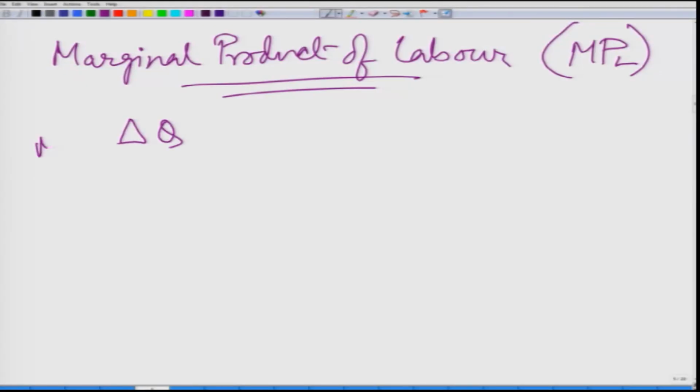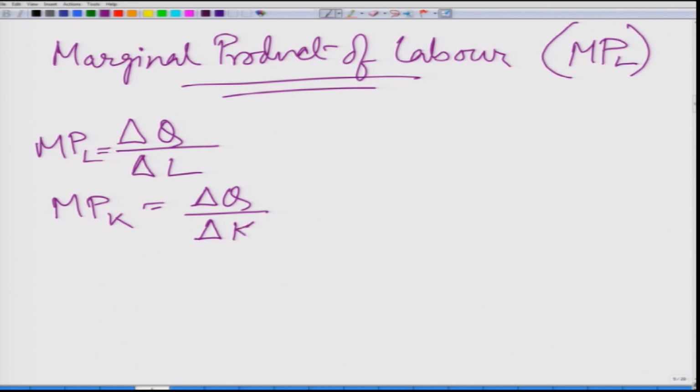So it is the total change in product by one unit change in either labor or capital. We can state it like this: marginal product of labor is delta Q by delta L, whereas marginal product of capital can be stated as delta Q by delta K. Let me repeat it: marginal product of labor is the change in product because of 1 unit extra labor. Similarly, marginal product of capital is the change in total product because of 1 unit extra capital.